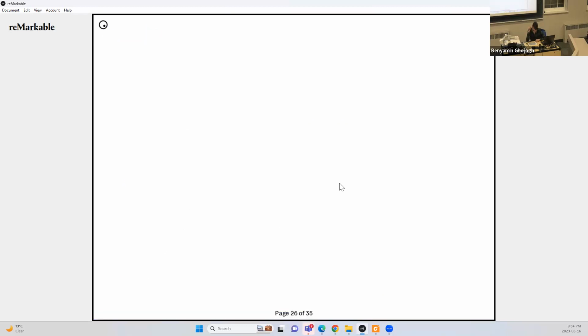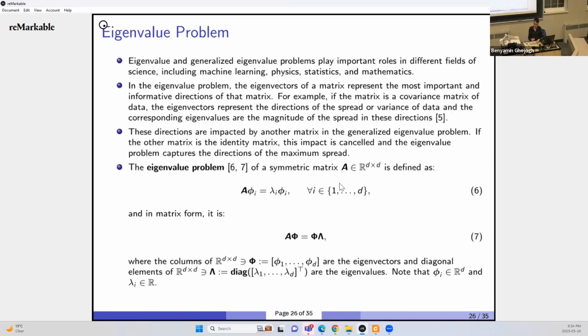Eigenvalue problem. That's also important. Eigenvalue and generalized eigenvalue problems play important roles in different fields of science, including machine learning, physics, statistics, and mathematics, and all of them are related. In the eigenvalue problem, the eigenvectors of a matrix represent the most important and informative directions of that matrix. This is a very golden sentence. So when you have a matrix, the eigenvectors of that matrix show the most important and informative directions of that matrix.